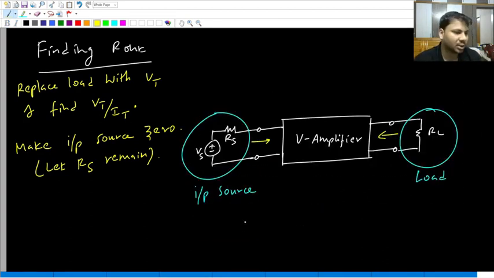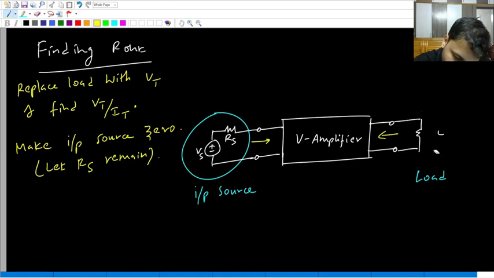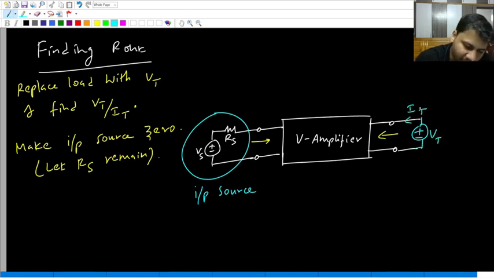So look at this. Again, we have the same voltage amplifier with an input source and the load. What are we trying to do? We are trying to find the output resistance. To find the output resistance, you have to remove the load. Look at this. I have removed the load. And then in place of the load, you have to connect a voltage source Vt. Let the current be some It. And then I said make this input source 0. Only this Vs part you have to make it 0. That's all. Rout is Vt divided by It.